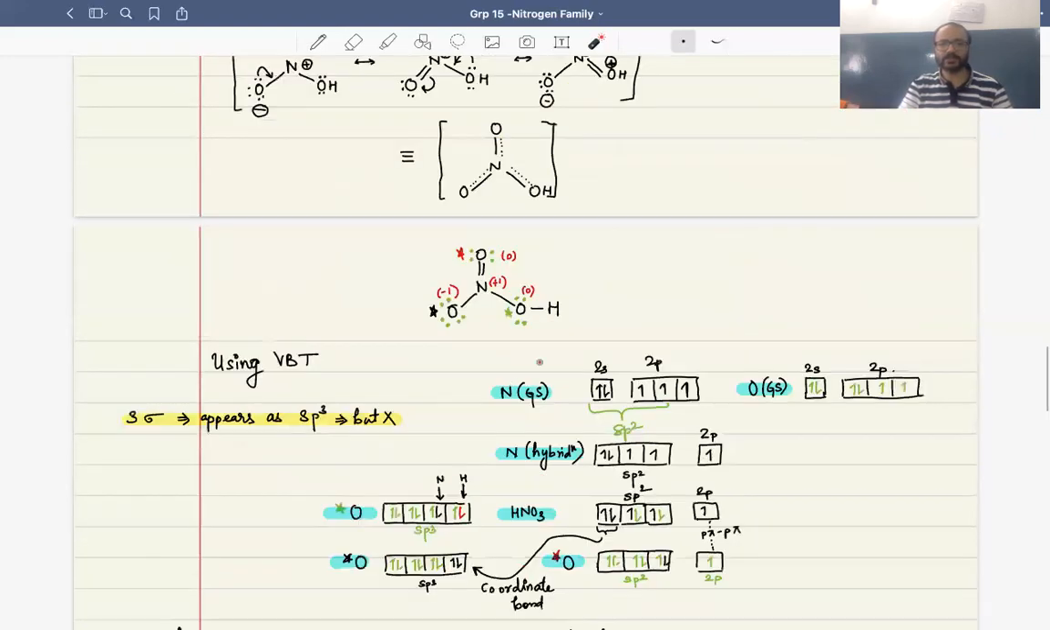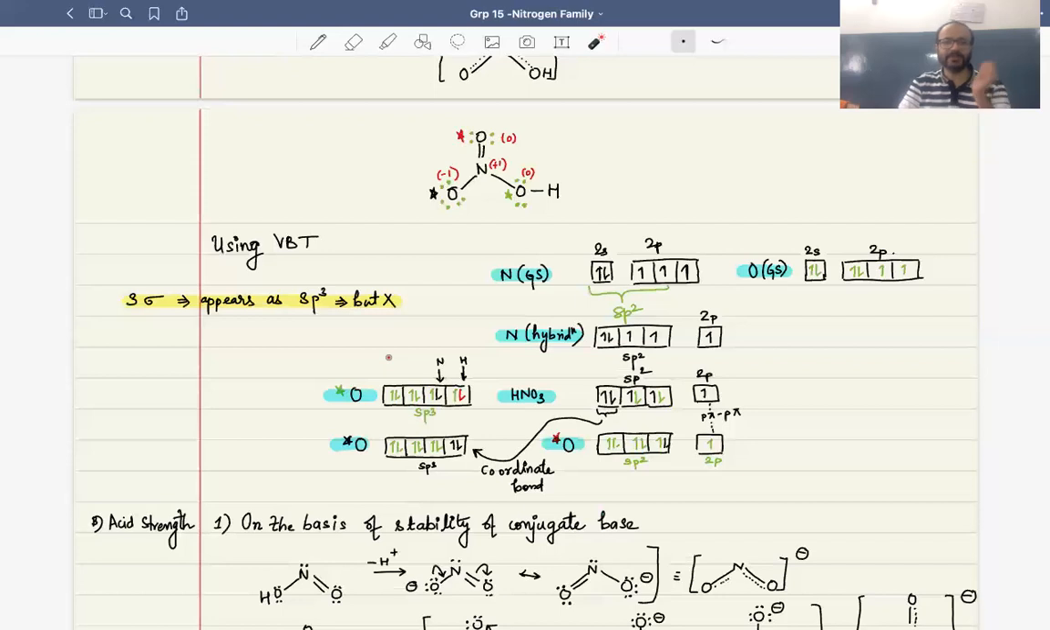Now coming to how to solve it using VBT, we find that if we have to solve it using VBT, we have to first consider the central atom. And when we consider the central atom, we have to first find out the ground state electronic configuration. So that is what I have written down here. So we see I have written down the electronic configuration as 2s2, 2p3. Similarly, the other atom is oxygen, so it has a ground state electronic configuration of 2s2, 2p4. Perfectly fine with this structure.